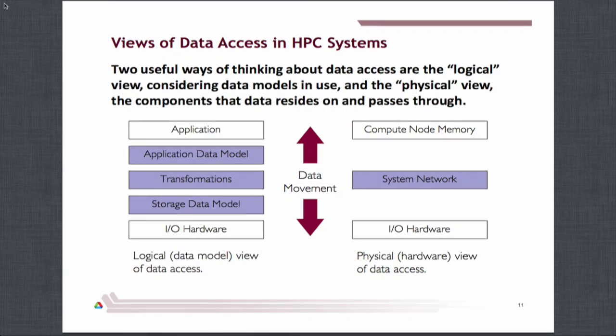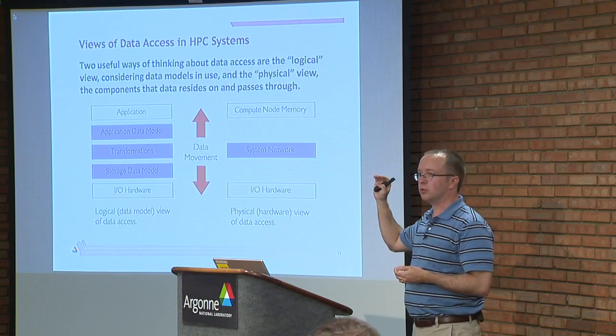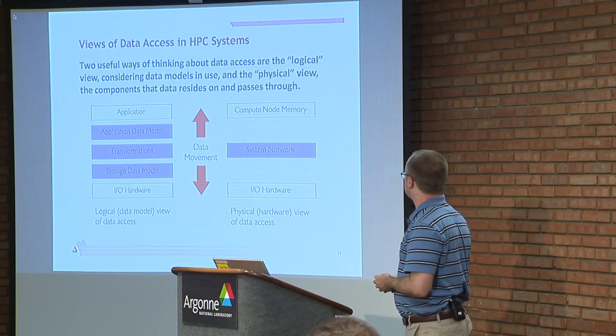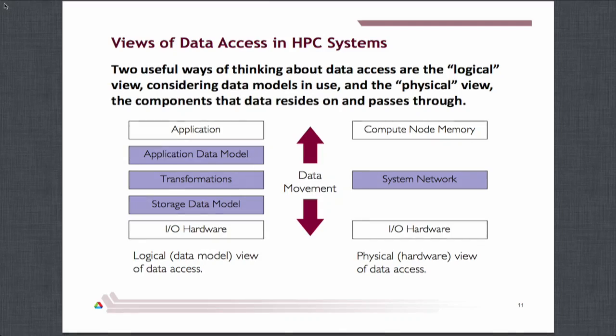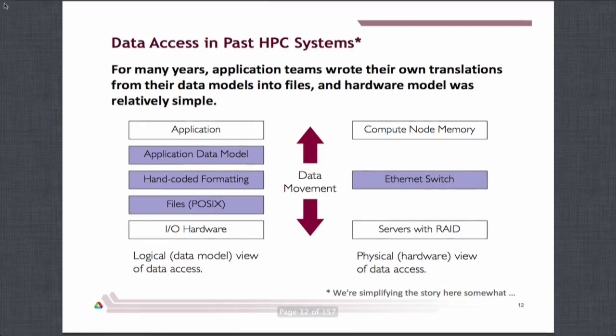So of course there's the application that's trying to get data to the I/O hardware. You have an application data model, your multidimensional arrays and meshes and so forth. There are some transformations to turn that into something the storage system can handle, ultimately going down to the file system data model. And as far as the hardware goes, you're going from memory on the compute node through a network to your actual storage devices. That's just a high-level look at it.